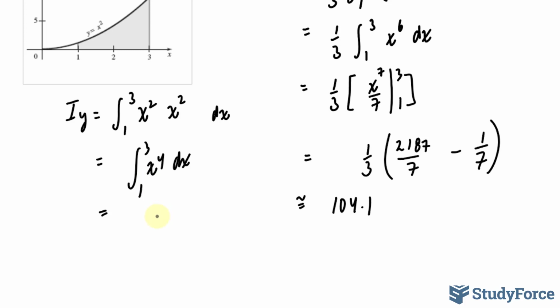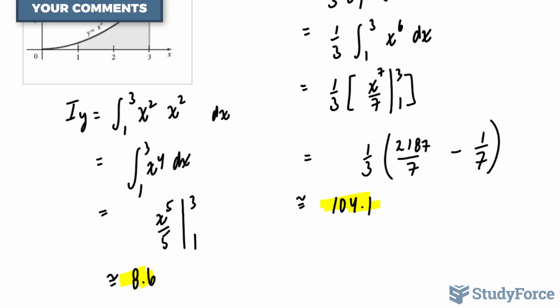The antiderivative of this function is x to the power of 5 over 5. We have to find out what that is equal to at 3 and 1. If you evaluate this on your calculator, you should end up with approximately 8.6. These are the two answers for this problem. And there you have it.